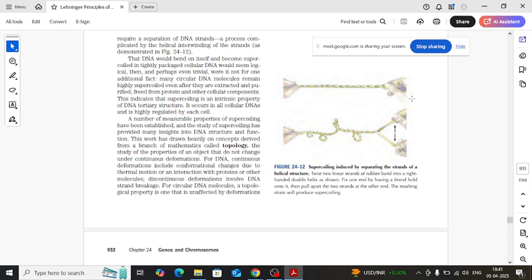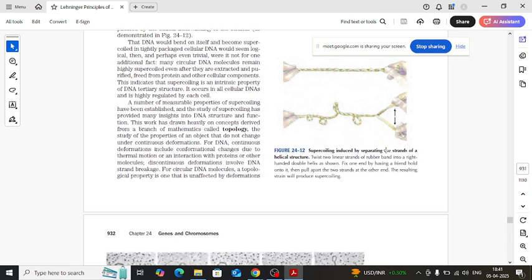If you compare it with DNA, if you separate two strands of the DNA, then it will induce supercoil in the middle region, right? And this supercoiling property is a topological property. So what is a topological property? Topological properties are the properties of an object that will not change under continuous deformation.